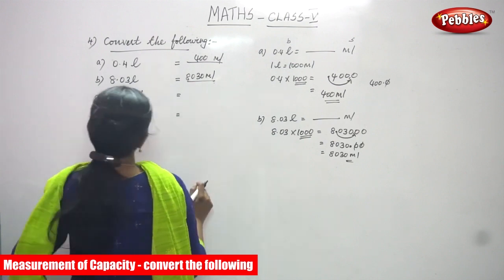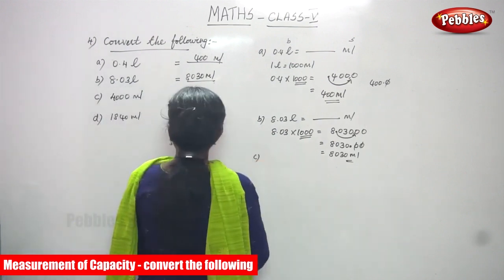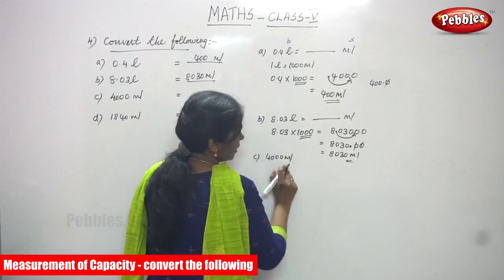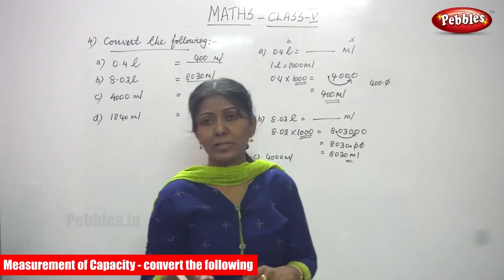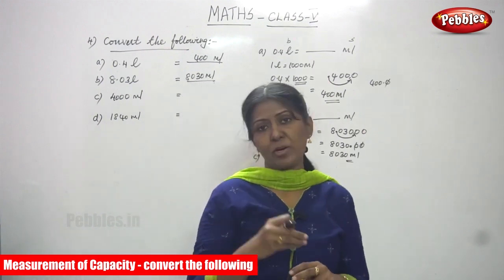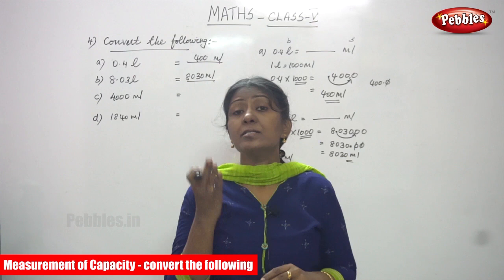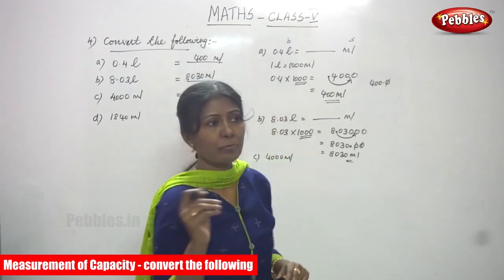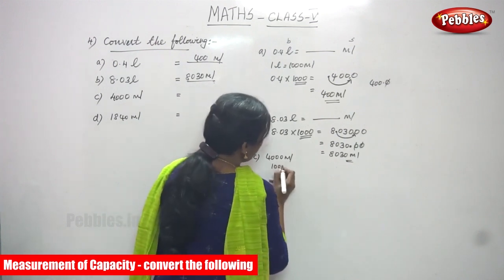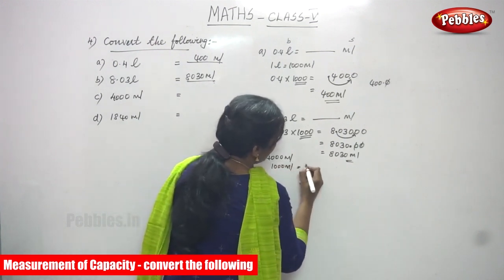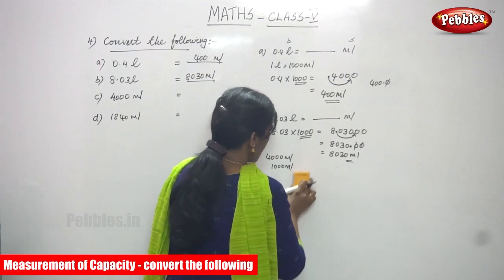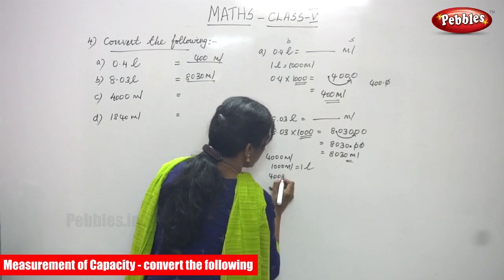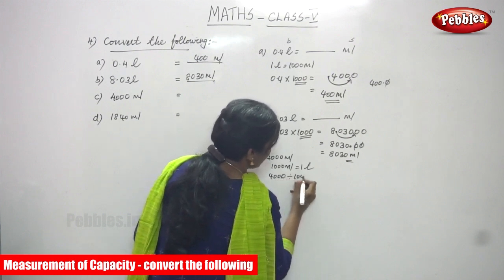Next, third sum, 4000 milliliter. What is this? 4000 milliliter. Now you are converting to liter. So milliliter is a what unit? It is a smaller unit. Liter is a bigger unit. Very good. The smaller to bigger means what you are going to do? You have to divide by 1000. So the rule you have to apply. That means 1000 ml is equal to 1 liter. So 4000 divided by 1000.